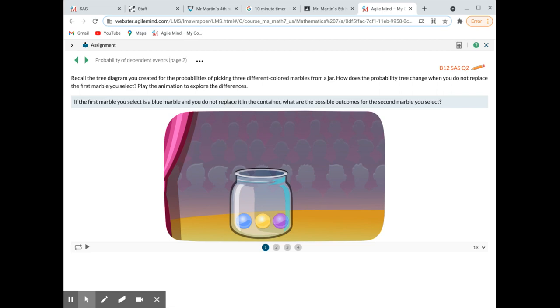you select? All right. You did a great job, but I'm going to reread also just because there was a lot of background noise, okay? So, recall the tree diagram you created for the probabilities of picking 3 different colored marbles from a jar. How does the probability tree change when you do not replace the first marble you select? If the first marble you select is a blue marble and you do not replace it in the container, what are the possible outcomes for the second marble that we would select? What do you think, Hamarjane?